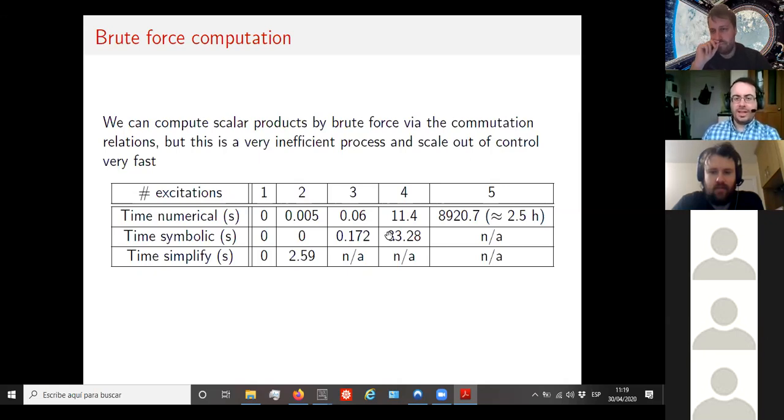No, it's basically substituting commutation relations. When you find a C with a B, just substitute that expression by B C plus this AD plus D plus AD.